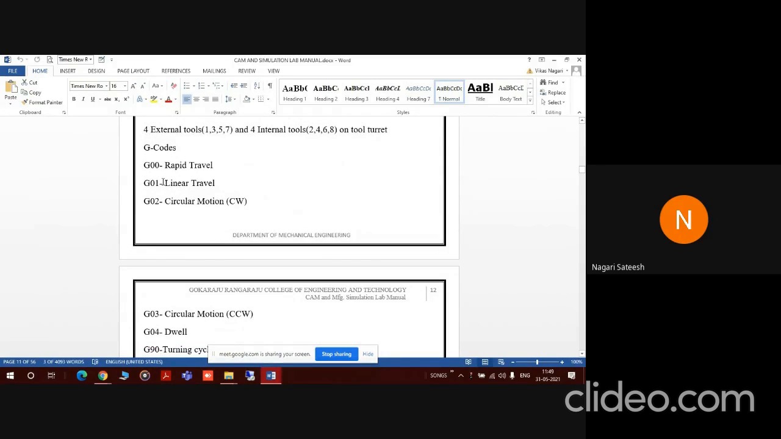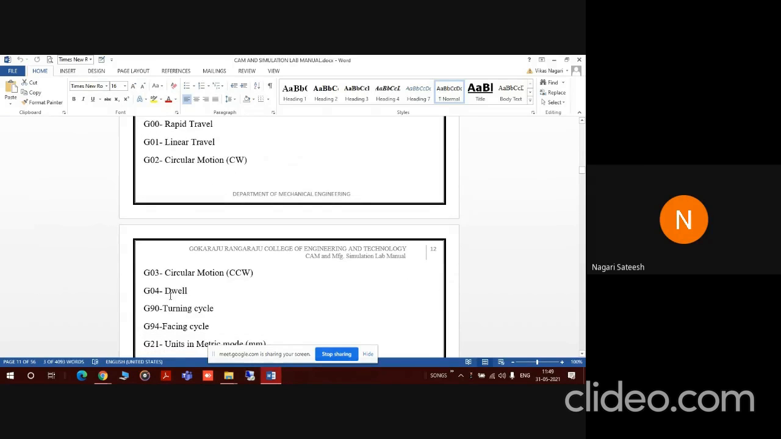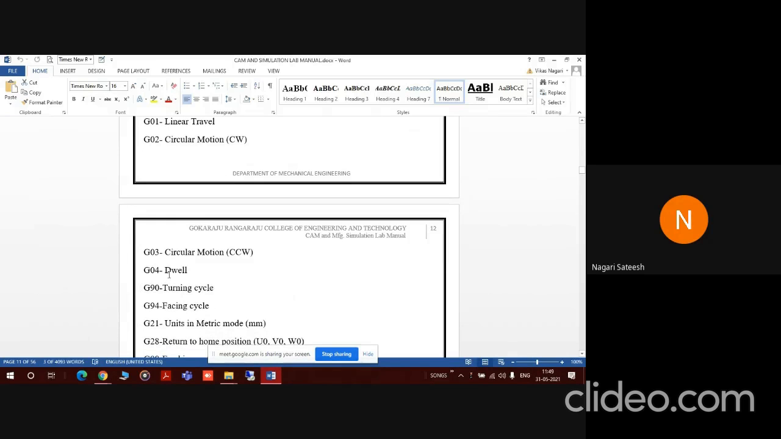G01 is linear travel, either horizontally, vertically, or any straight line motion, including inclined straight line. With a given feed rate, you have to use G01. If the tool moves in a circular clockwise motion, like this, G02 is used. If it is anti-clockwise circular motion, G03 is used. G04 is dwell, because the cutting tool will be stopped for some time. Time will be given, and it will stop for a while according to the time given with the G04 code.